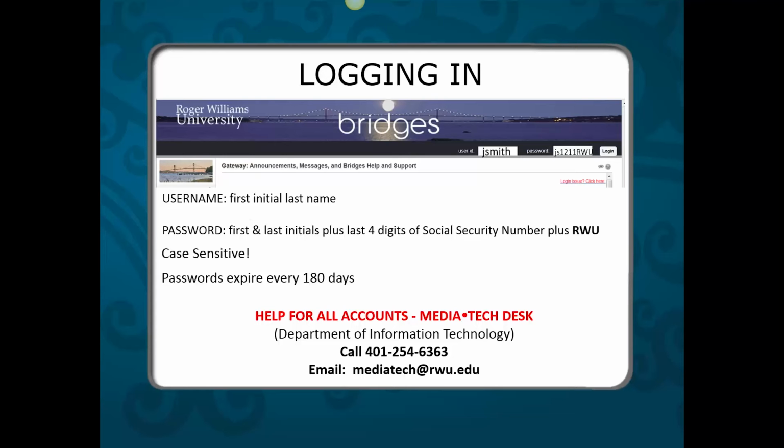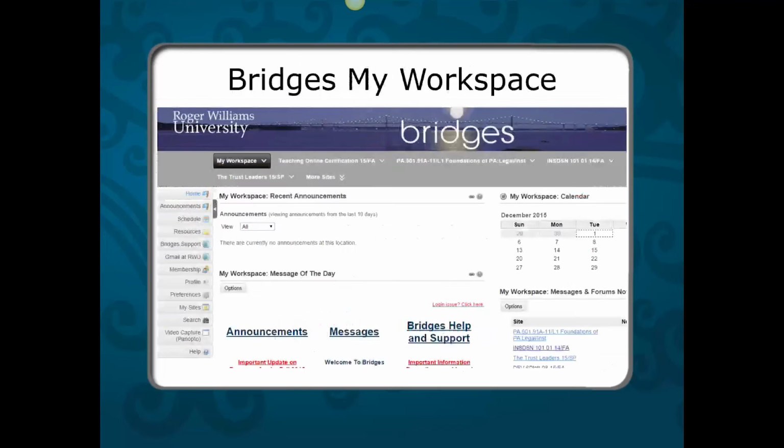If your password on any account is not working, your best bet is to contact the Roger Williams Media Tech Desk at 401-254-6363, or you can also send them email at mediatech@rwu.edu. You'll have to provide them with your Roger Williams ID number in order to authorize them to change your password for you, so just keep that in mind if you're going to be calling them.